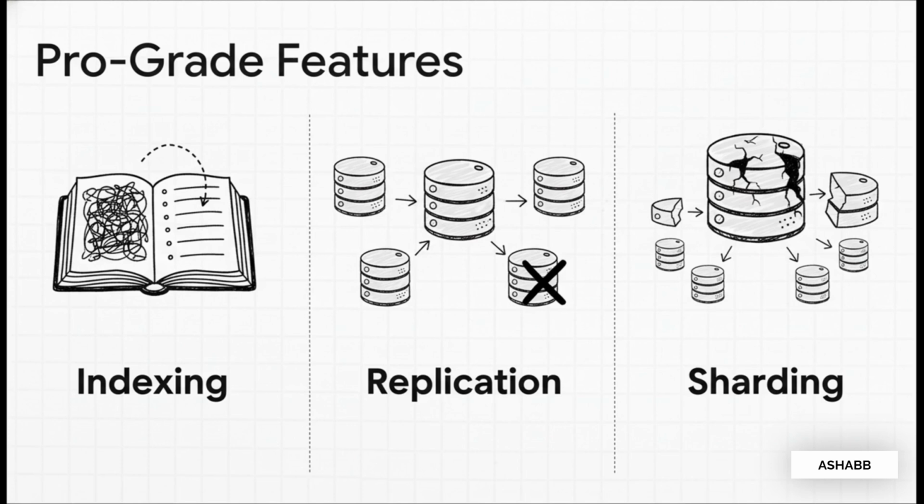Replication means your data gets copied automatically across multiple servers. So if one of them fails, no problem, your app stays online. And sharding. Sharding is the real magic for scaling out. It breaks up your massive database into smaller chunks and spreads them across a ton of different machines, which means you can scale almost infinitely.